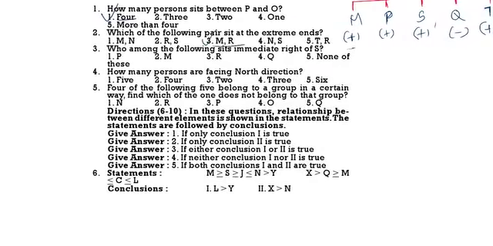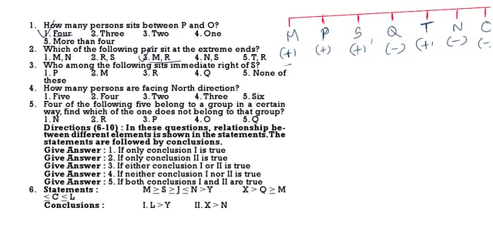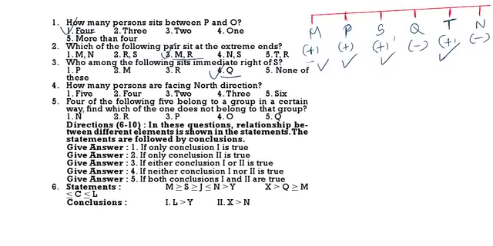Then, who is to the immediate right of S? Q is to the immediate right of S. How many members are facing north direction? 1, 2, 3, 4. So 4 members are facing north direction.